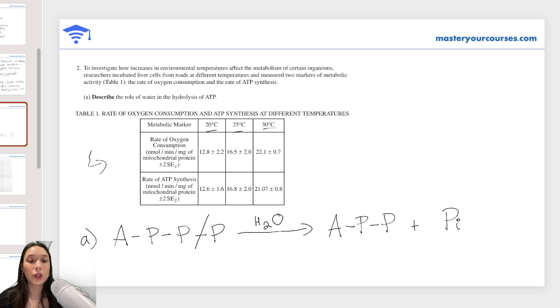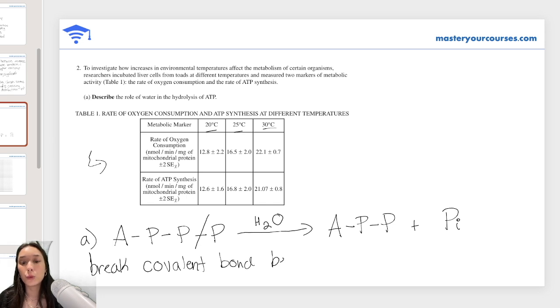Okay, so if I were to actually write that out, the role of water is to break, I'm not entirely sure how specific they want you to go with this, so I'm going to say break the covalent bond, because it is a covalent bond, between the third and second phosphate.